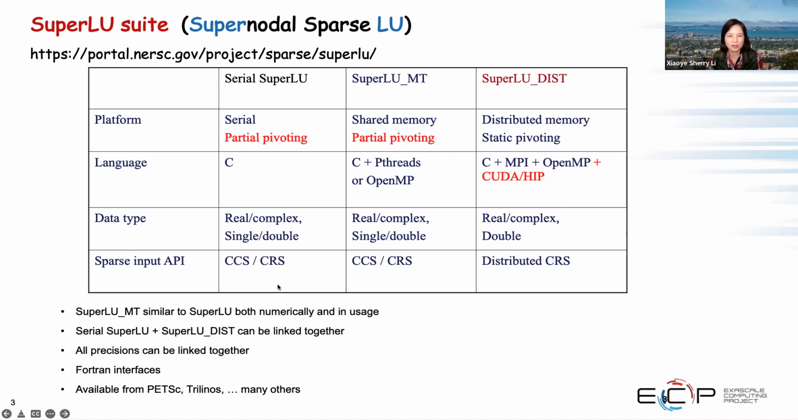So the user input is just compressed row, compressed column. And in the distributed case, it's distributed compressed row. A few high-level points I want to emphasize: numerically, the multithreaded (MT) version and serial are very good, numerically the same, and usage is the same. You just set the number of OpenMP threads.